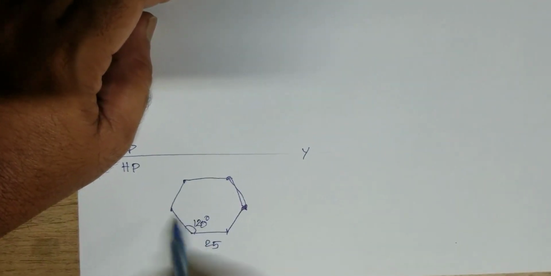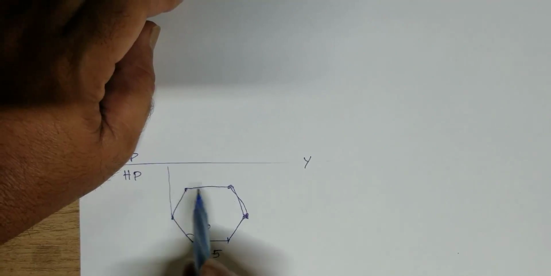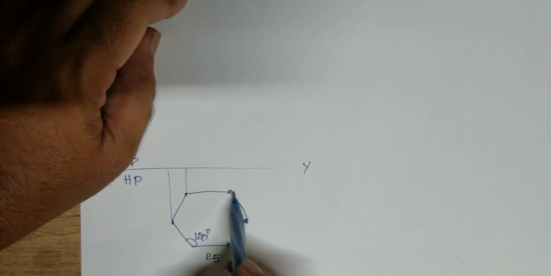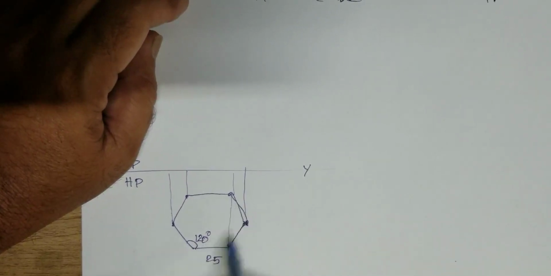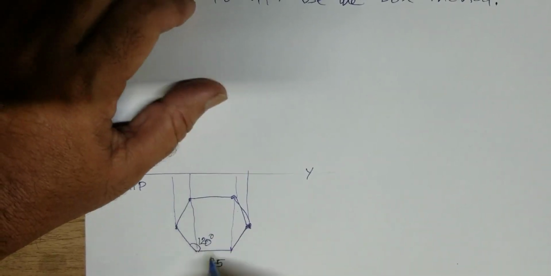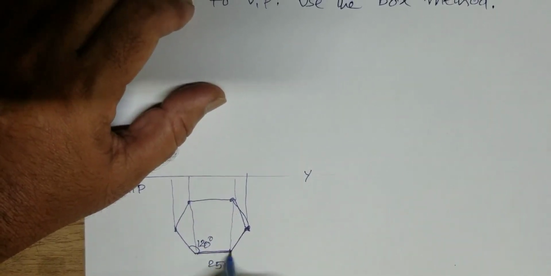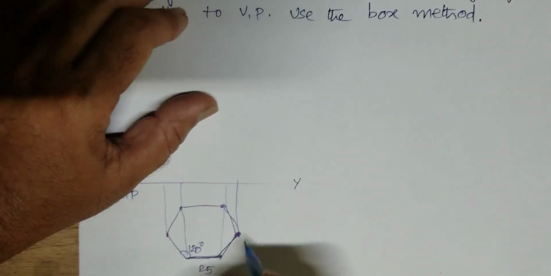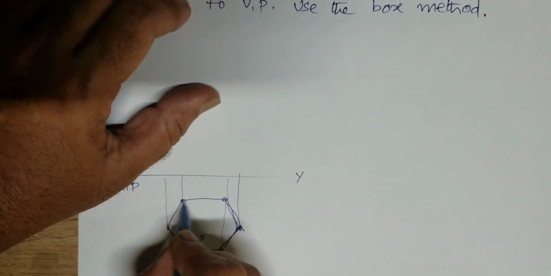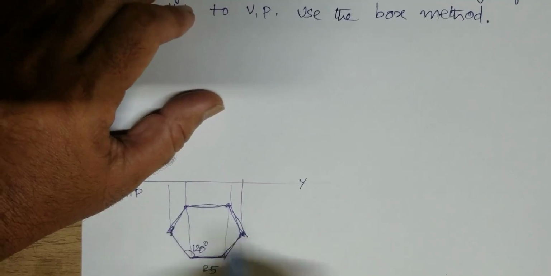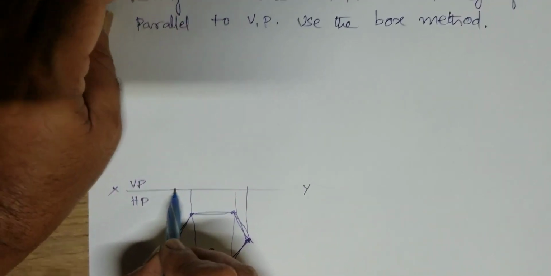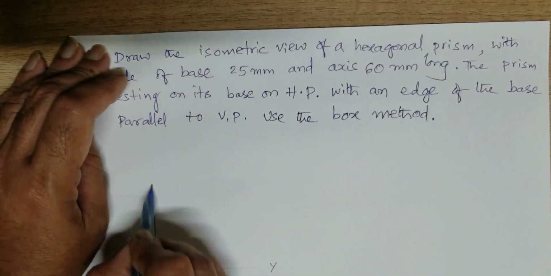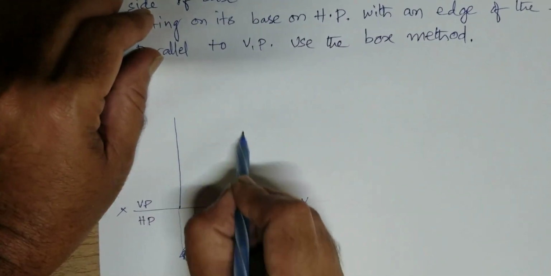Regarding the front view, you extend all the lines. When you are extending the lines, it will come like this. Make sure that this is the thick line. Draw with HB pencil. Right? Then from here, draw the height. What is the height he has given? The height he has given is 60. Take 60 from here. Take 60 from here.